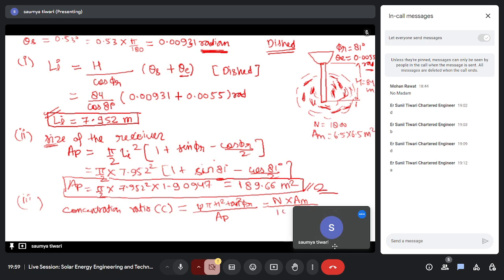Which is 189.66, right. So you know the number of heliostats, it was 1800, okay, and the area of each mirror was 6.5 into 6.5, divided by 189.66. So if you solve this, your concentration ratio will come to be 404.07, or say 404. Okay, so this will be your concentration ratio.